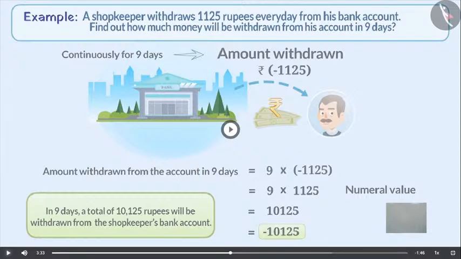So I think we got a hint that where to use integers. Here we saw a very good example that withdrawing of money is negative, and for 9 days when we are counting, so with a negative sign minus of 10,125 means withdraw money. So it is an application of multiplication of integers. So try to think in the same manner, create your questions.